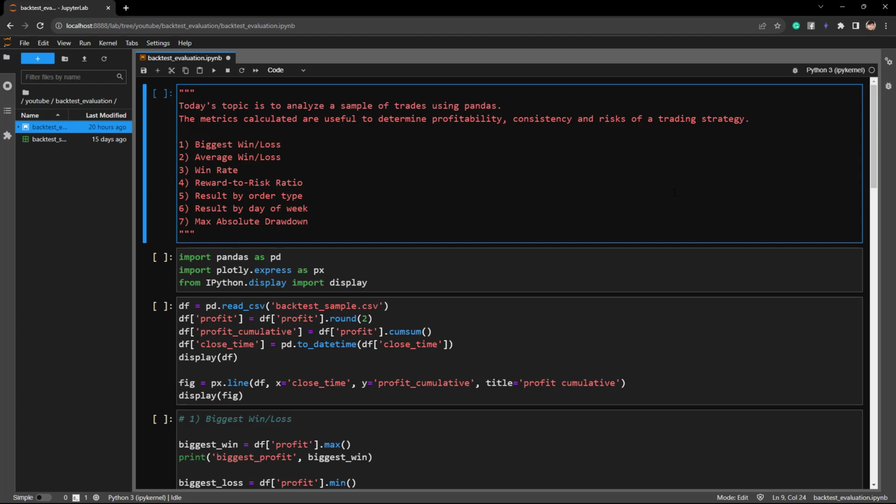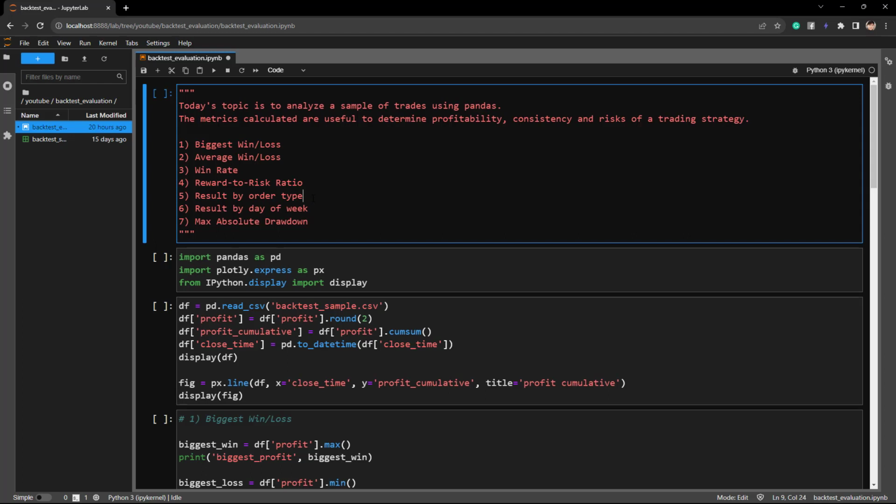Today I will show you how you can use Pandas to evaluate your trades in a backtest or your trades from your account statement. So I've prepared 7 points and let me quickly go through them. We're going to calculate the biggest win or loss in our trade data set. Then we're going to have a look at how to calculate the average win or loss, then the win rate of your trading. Then we will calculate the reward to risk ratio.